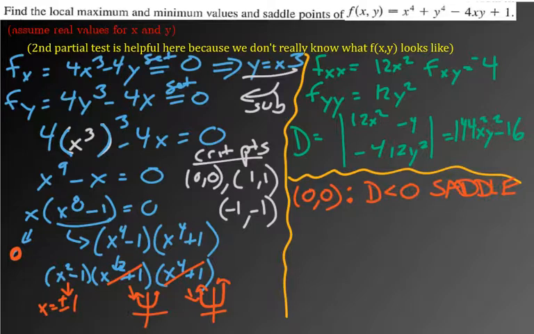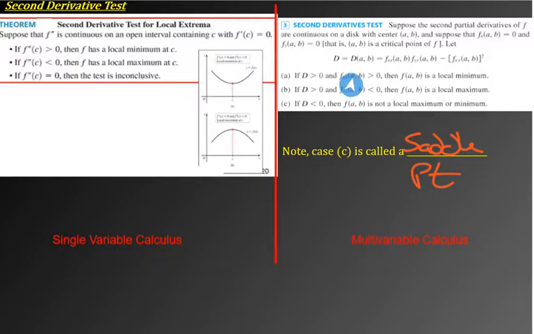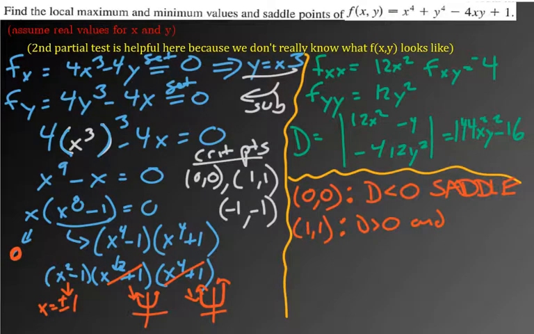So that's neither a max nor a min. Then if you plug in 1, 1, you get 144 minus 16, so d is greater than 0. We also need to check the second derivative test: the second partial with respect to x. If it's greater than 0, it's a min. If it's less than 0, it's a max. If you do that at 1, 1, you'll notice that this thing is greater than 0, so we get a minimum.